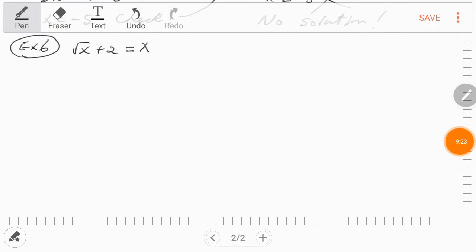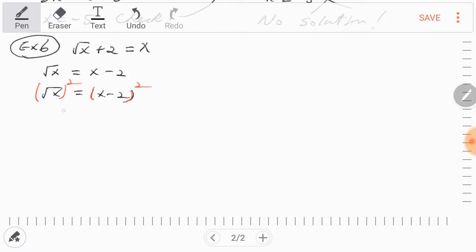This equation has one radical, so leave the square root of x on the left side of the equation, and move 2 to the other side. Then this will be square root of x equals x minus 2. And then what do we do next? We have to raise each side of the equation to the second power, right? Because it's a square root, we raise each side of the equation to the second power.